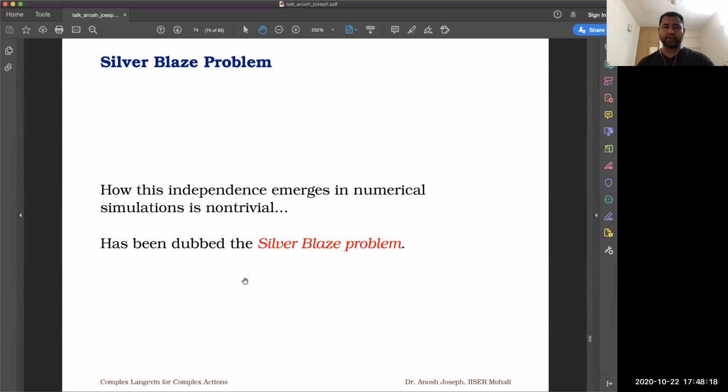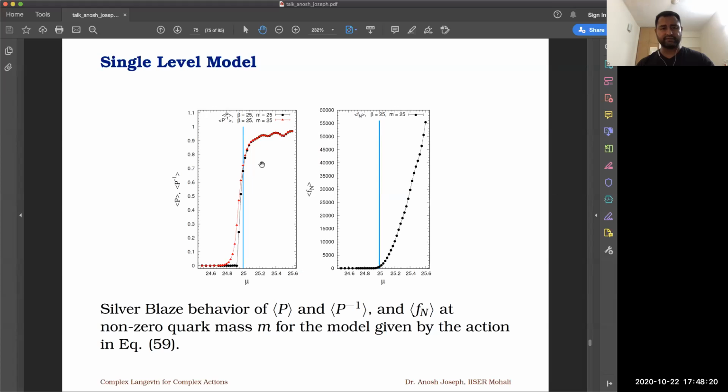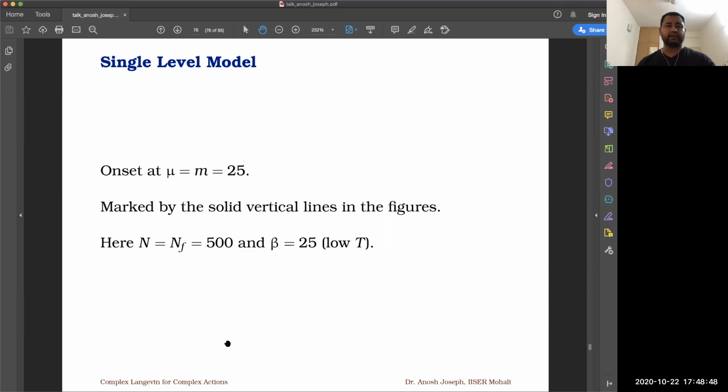In our model we actually see this Silver Blaze phenomenon. For P and P inverse, it starts with 0. Then the onset is around 25, and suddenly it jumps. Here also the fermion number is 0, and at the onset it suddenly jumps. So this is Silver Blaze behavior, and we see this behavior in our model as well, which is interesting. This is an explanation of this figure.